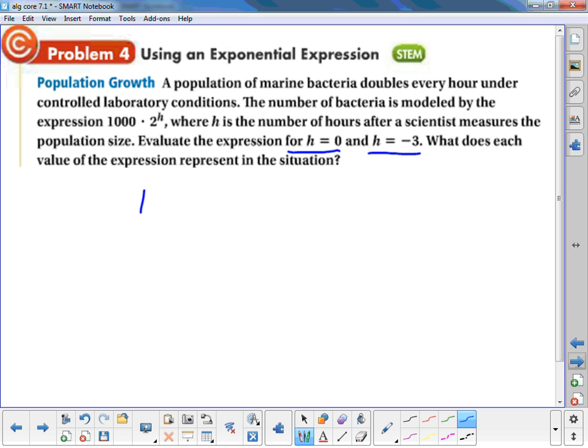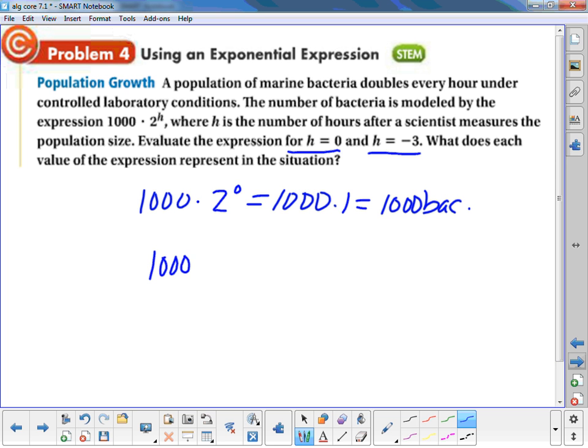So let's look. Let's evaluate times 2 to the 0. Well, remember, that would be 1,000 times 2 to the 0, which is 1. So that's just 1,000 bacteria. And the other one was evaluated at time of negative 3. So that would be 1,000 over 2 to the 3rd, which is 1,000 over 8. Which reduces to be 125 bacteria.